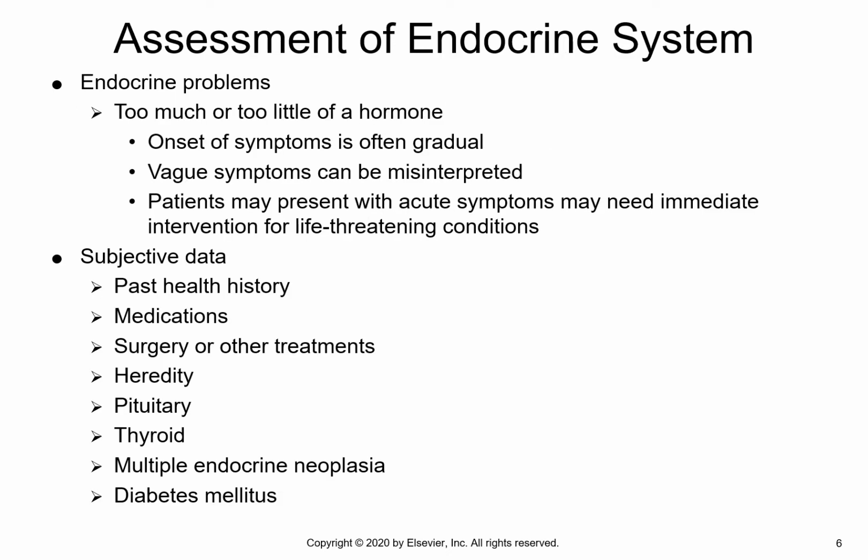So, assessment of the endocrine system. Endocrine problems generally result from too many or too little of a specific hormone. The onset of symptoms is often gradual. Subtle or vague symptoms are often attributed to other physiological or psychological causes.